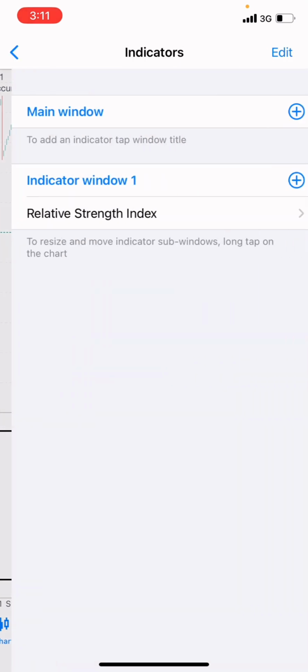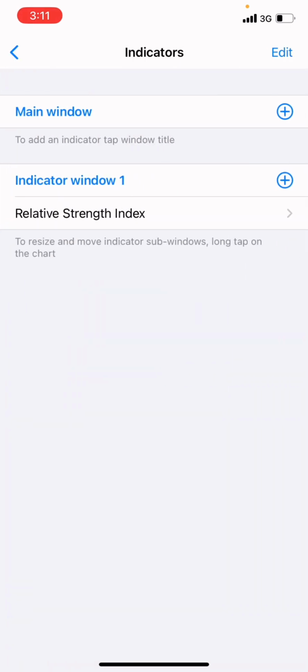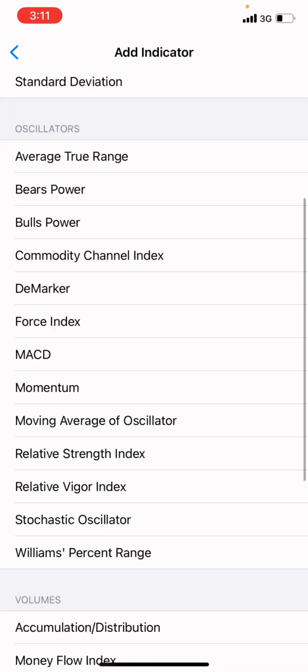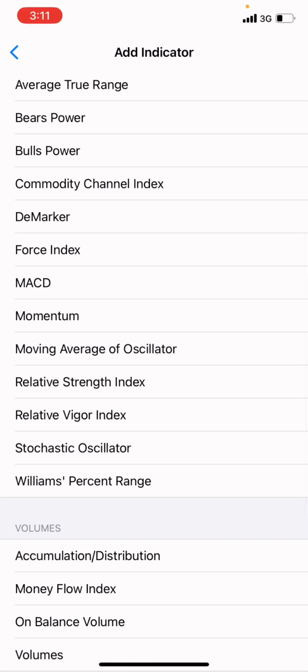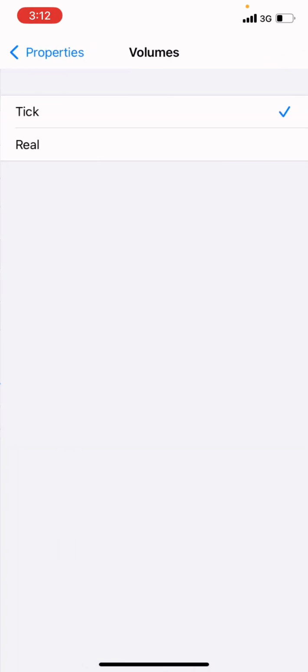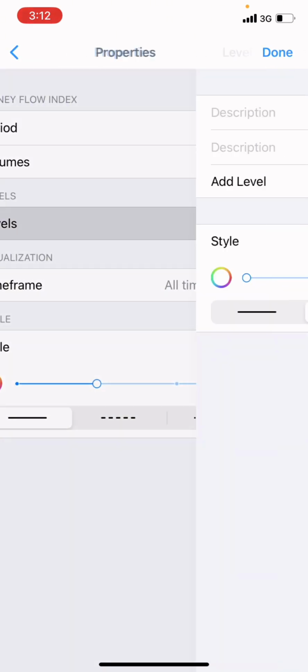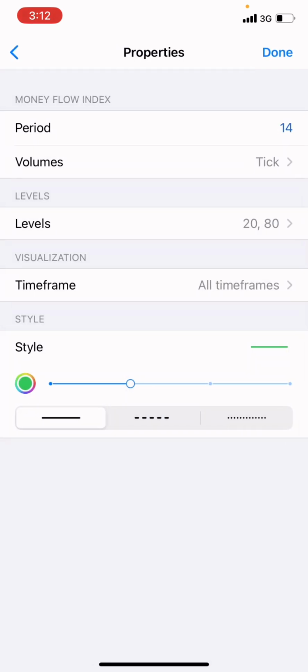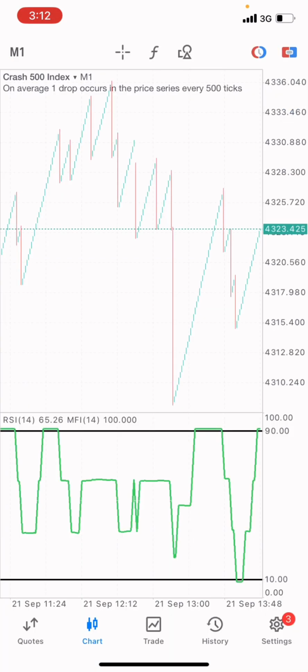You click on done. The second indicator is going to be the Money Flow Index, on indicator window 1 as well. You will look for the Money Flow Index right here. Period 14, the volume is tick, the levels are 20 and 80, then the style is 1 pixel with the color white, and the style right here is 2 pixels, the color green. Then you click on done.